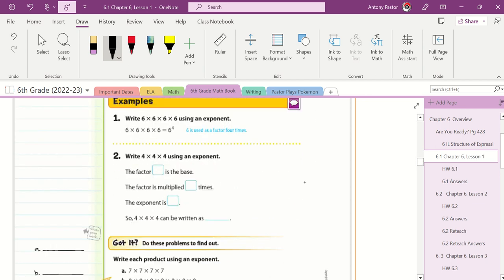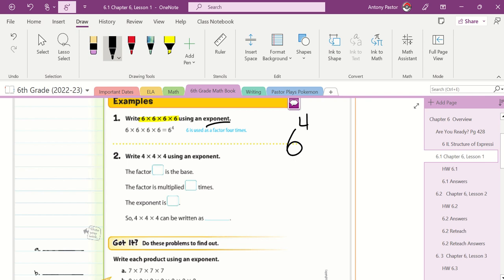Now, what the homework is wanting us to do is to start doing factors like this. So this is a factorized problem. It's 6 times 6 times 6 times 6, or 4 sixes. They want us to write it as an exponent. All I have to do is do 6, which is our base, and multiplied by itself 4 times to the power of 4. And that's it.